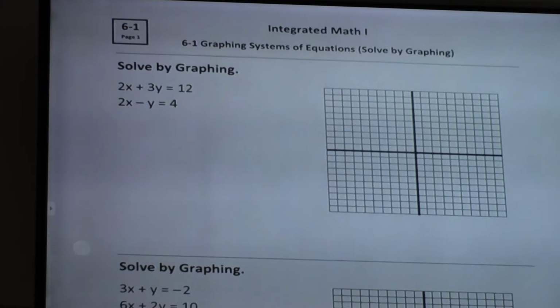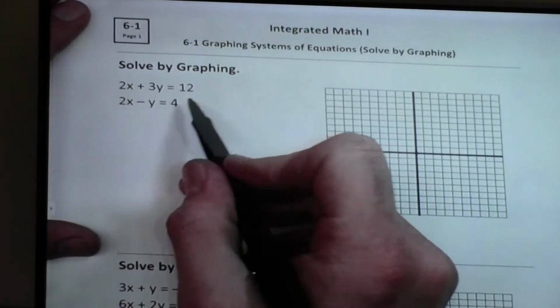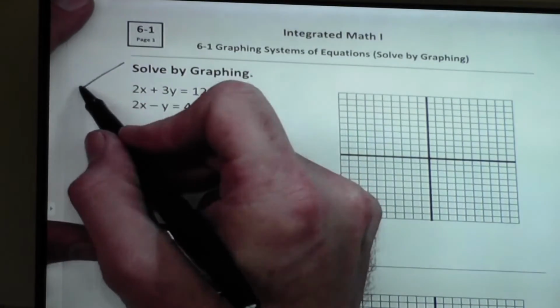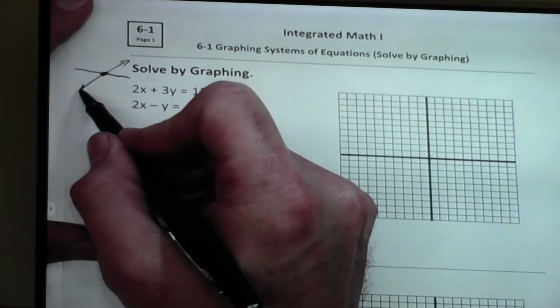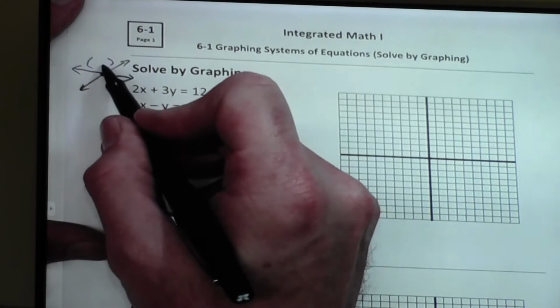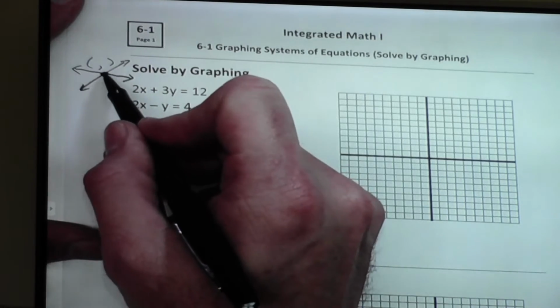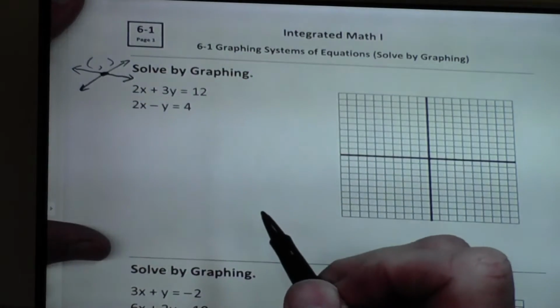We're going to look at section 6.1 about graphing systems of equations right now. When we solve by graphing, which is this first section, we are looking for graphing two lines, sort of like in this way, and finding the place where they meet. That intersection point, that is the answer. An x and a y value that designate that point. So the job to do is to graph these two equations.